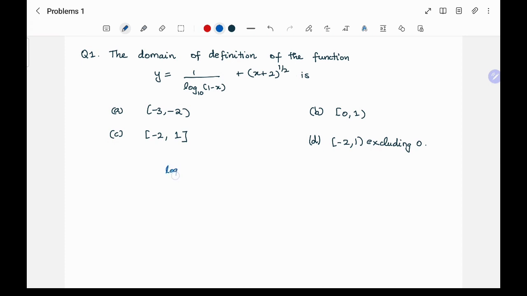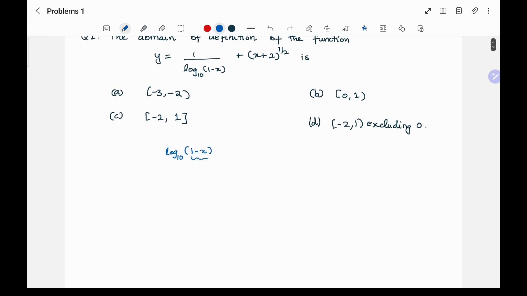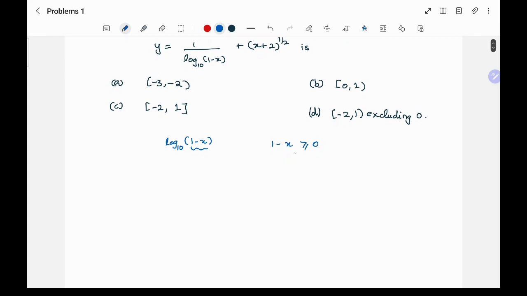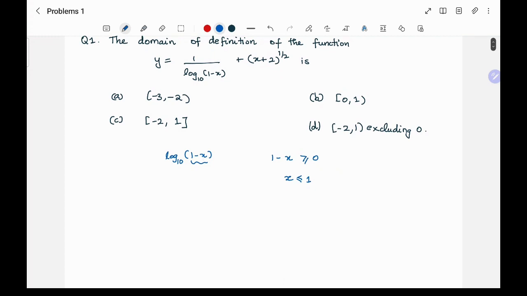If you see log 10 of 1 minus x, we know this number should always be positive, right? So 1 minus x should be greater than or equal to 0, which implies x is less than or equal to 1. But if x is equal to 1, this tends to log 10 of 0, which goes to minus infinity. Usually, in the definition of a function, we don't define minus infinity.